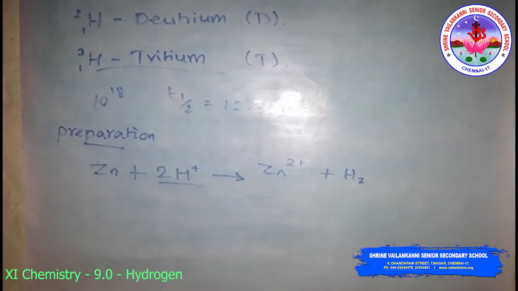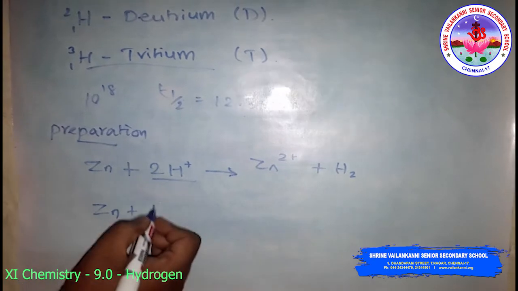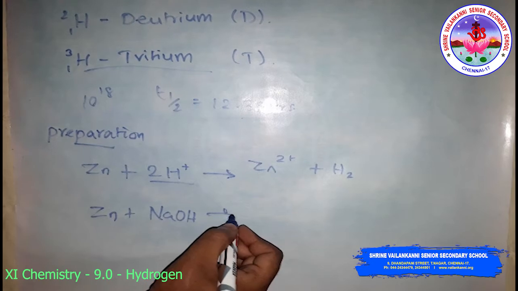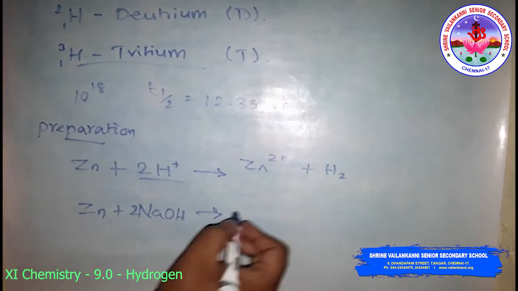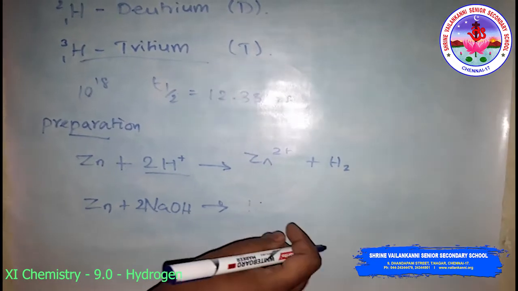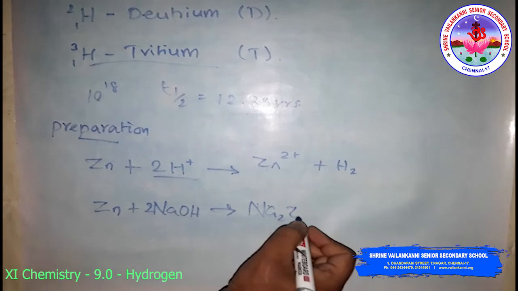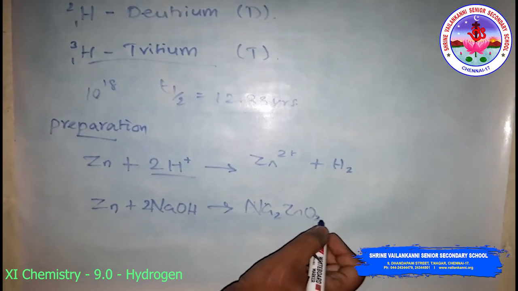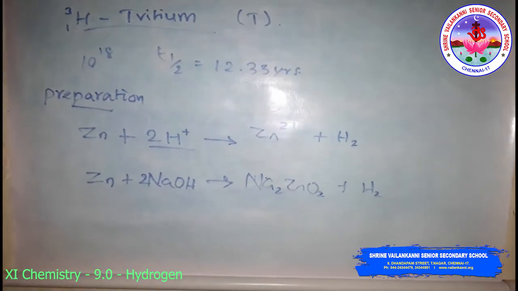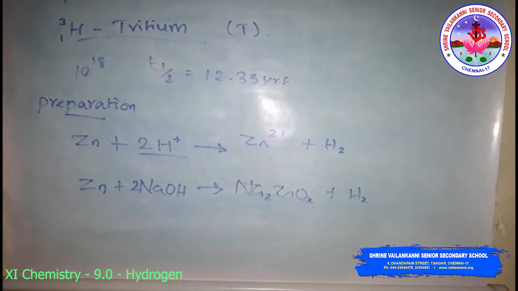This is with acid and base like sodium hydroxide, NaOH, aqueous alkali, to produce sodium zincate, Na2ZnO2, and hydrogen gas. So this is the laboratory preparation method.